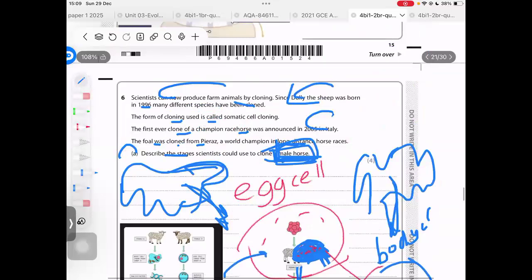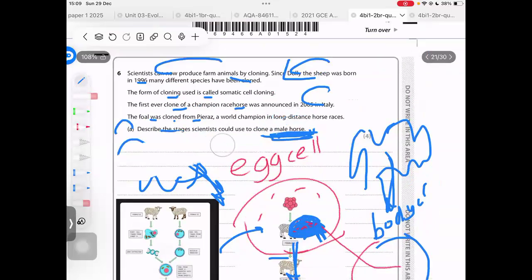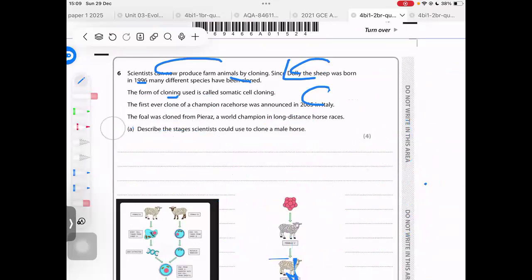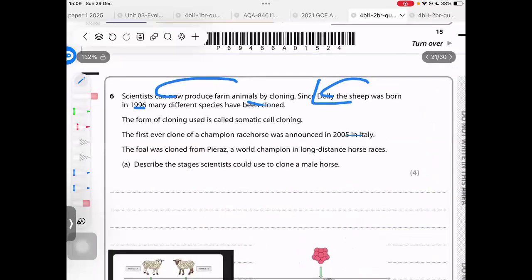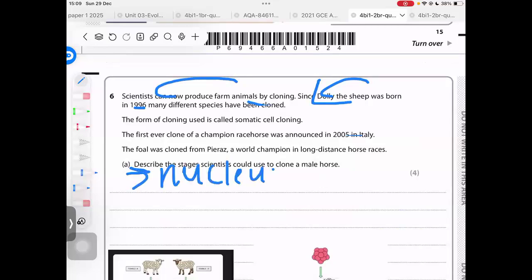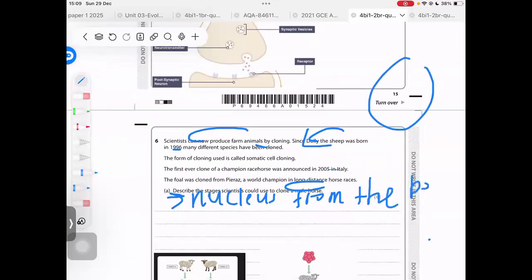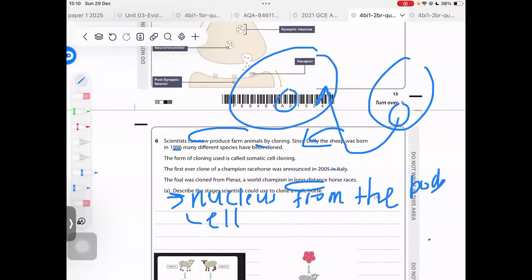So they're asking us to describe the stages scientists use to clone a male host. Basically they are referring to the knowledge that you have to describe. What is the first step? The first step is you are taking the nucleus from the body cell of a male host and inserting that nucleus into an egg cell, because that egg cell's nucleus should be removed first, okay?